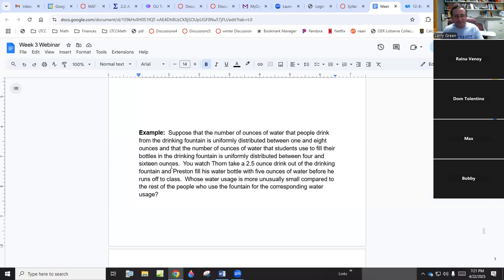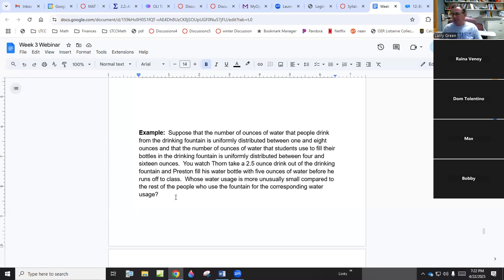Okay. Let's suppose that you watch Thorn take a 2.5 ounce drink out of the drinking fountain and Preston fill his water bottle with 5 ounces of water before he runs off to class. Whose water usage is more unusually small compared to the rest of the people who use the fountain for the corresponding water usage?